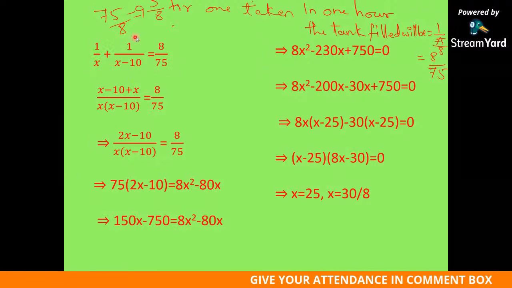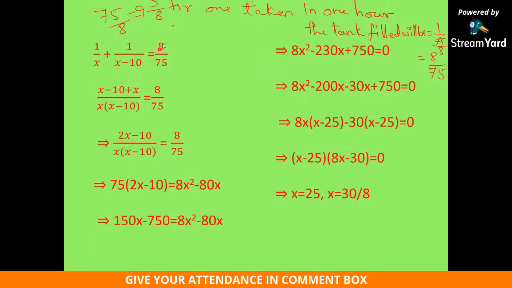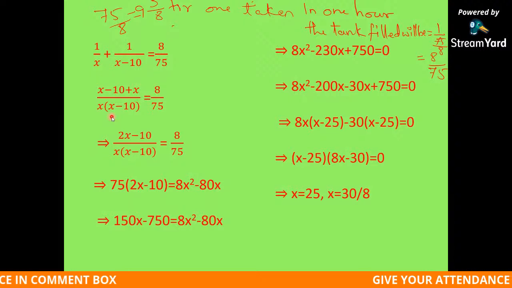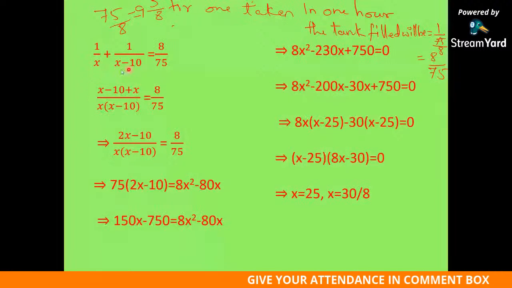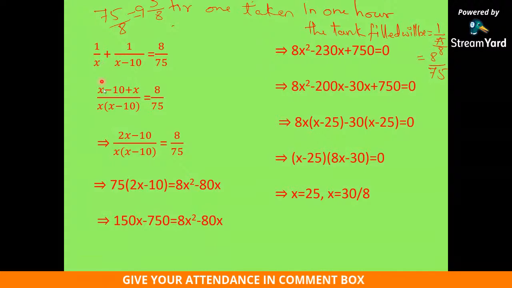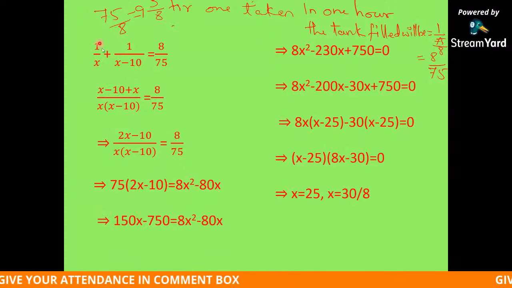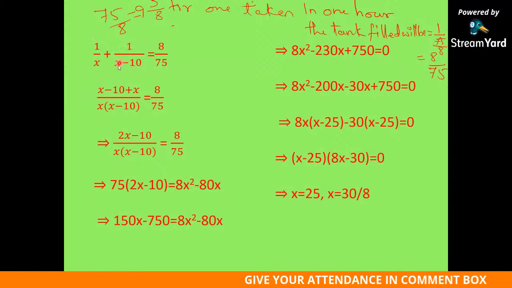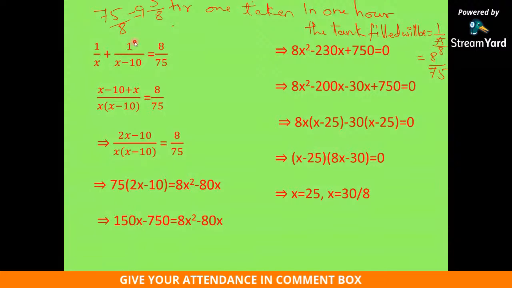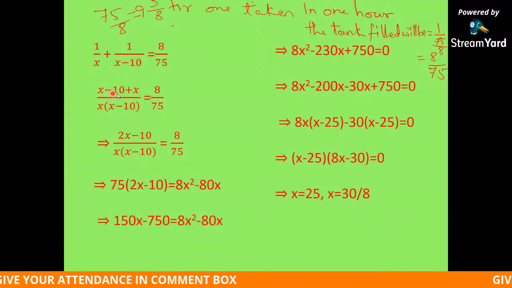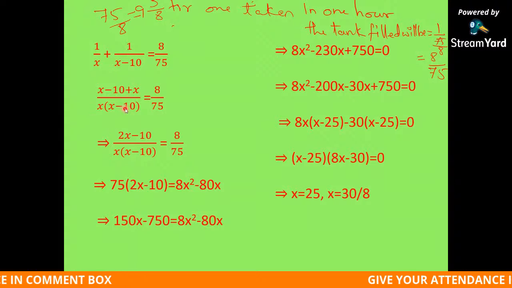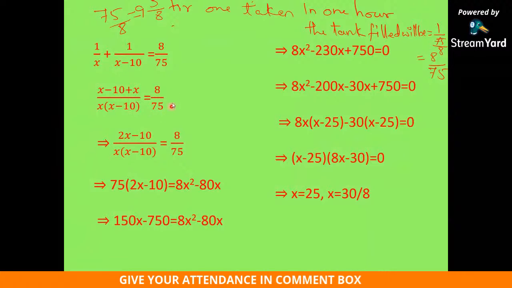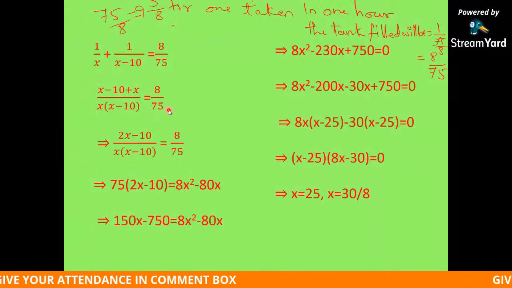If you write 1 by x plus 1 by x minus 10 is equal to 8 by 75. If you take the LCM, x into x minus 10 will be your LCM. Here x is already there, but we do not have x minus 10, so multiply it by x minus 10. Here x minus 10 is already there in the denominator, so multiply it by x. You will get x minus 10 plus x, whole divided by x into x minus 10, is equal to 8 by 75.